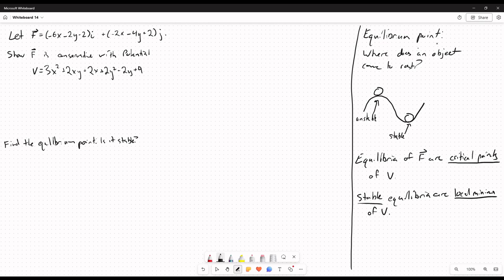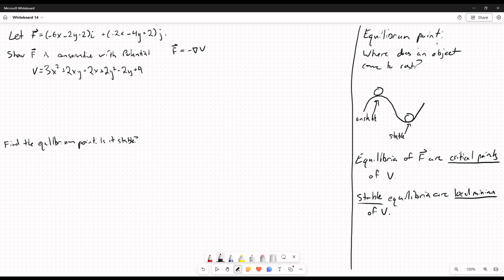So let's go ahead and do an example here. We have a vector field F = (-6x - 2y - 2)i + (-2x - 4y + 2)j. We want to show that F is conservative with potential function V given here. All that means is we want to show that F equals the negative gradient of V. So let's find the negative gradient of V.